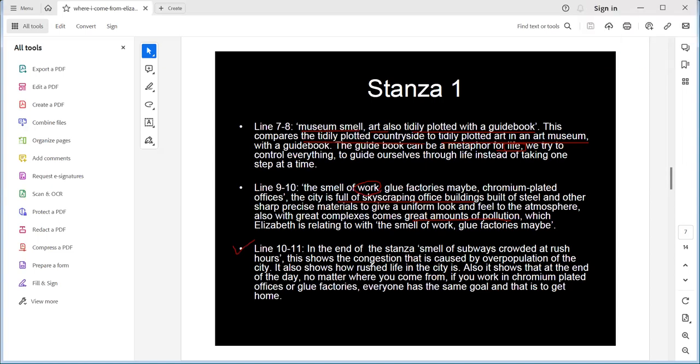9, 10, 11. In the end of tender, the smell of subway sounded as fresh flowers. This shows that it is caused by overpopulation of the city. It also shows how rash life in the city is. Also, it shows that at the end of the day, no matter where you came from, whether a chromium plated office or blue factories, everyone has the same goal, that is to get home.